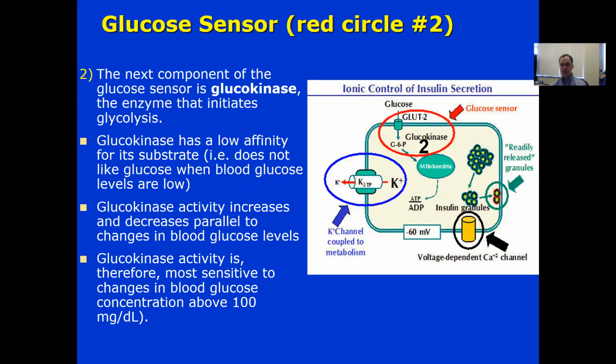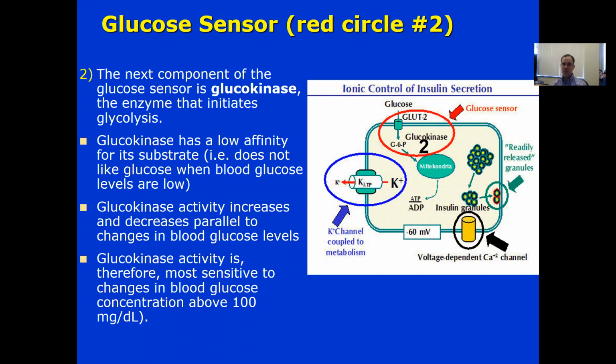Likewise, glucokinase is the same way as GLUT2, in that it has a low affinity for glucose. So it doesn't like glucose when blood glucose levels are low. Anything below 100, glucokinase is not turned on. It's only after a meal, when glucose levels rise above 100, that glucokinase is activated.